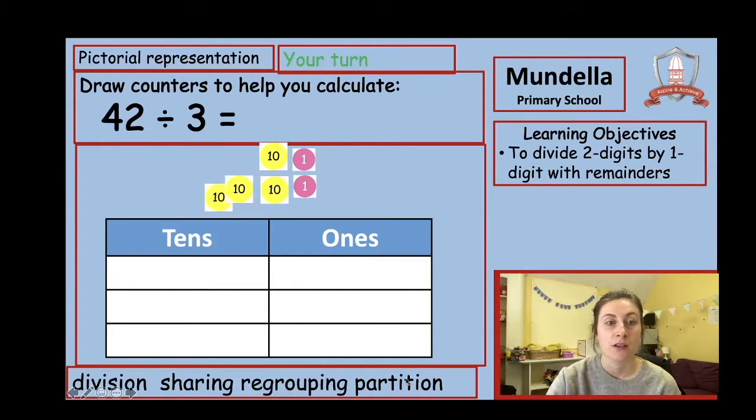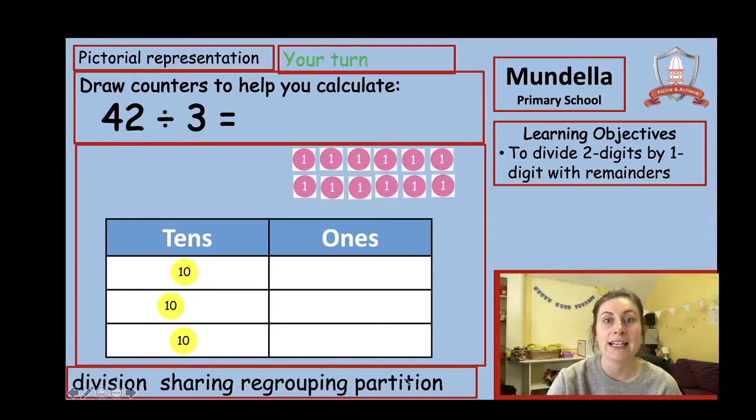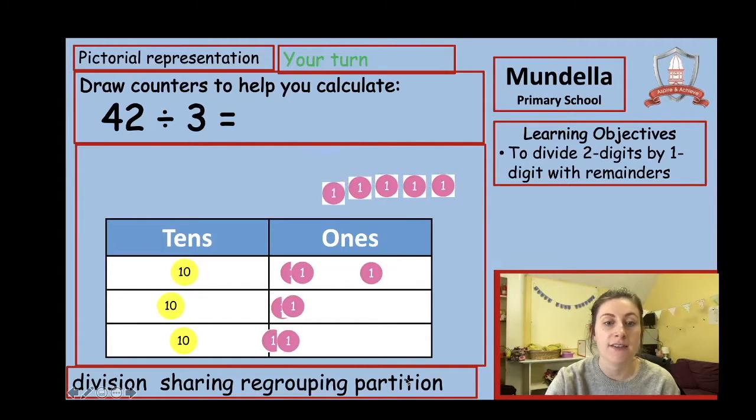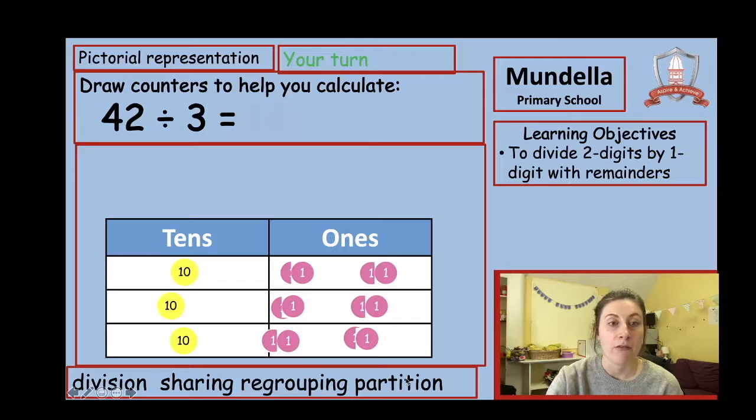So 1, 2, 3 10s. We've got 1 10 left over, which means we can't share that equally. So what do we need to do? We need to exchange that 1 10 for 10 1s. So now we should be able to share it. 1, 2, 3, 4, 5, 6, 7, 8, 9, 10, 11, 12. So 42 divided by 3 is 14. Well done.